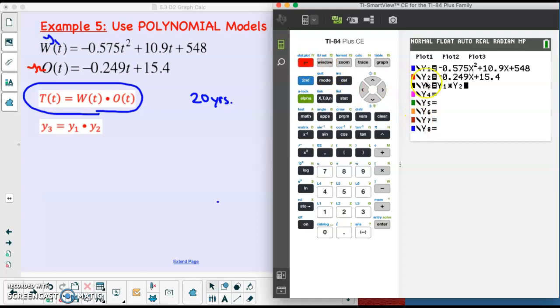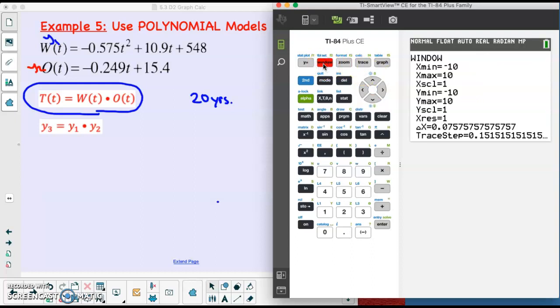Okay? Now, I only want to graph the total. So what I'm going to do is I'm going to go up here and not have to waste time. I'm going to hit enter and enter. And now notice only y3 is highlighted. So the only thing that's going to graph is y3. All right. Now, what I'm going to do here is before I hit graph, I'm going to go to window and think about my window.